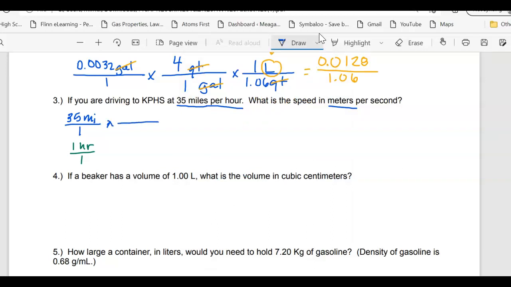Okay, so I'm going to deal with distance first. So 35 miles. So we're going to go from miles to kilometers. So this is 1.61 kilometers is equal to 1 mile.